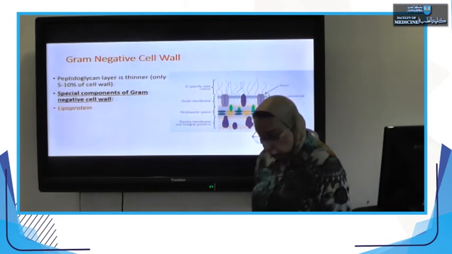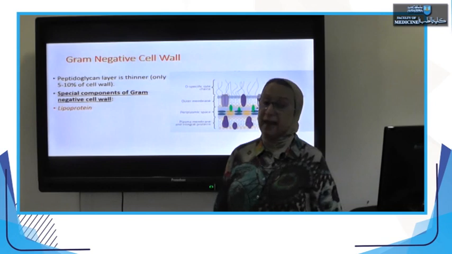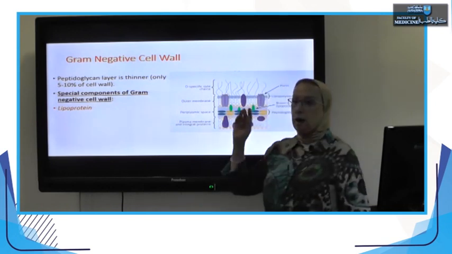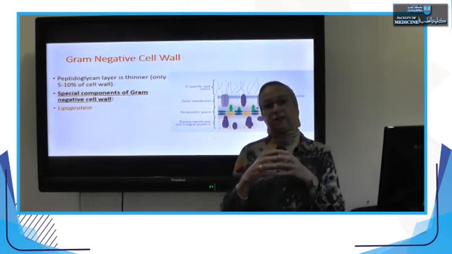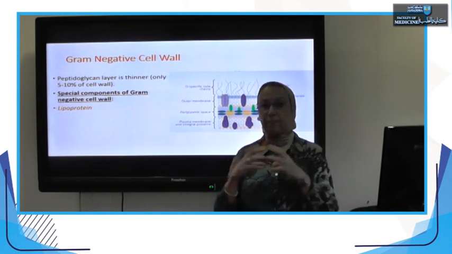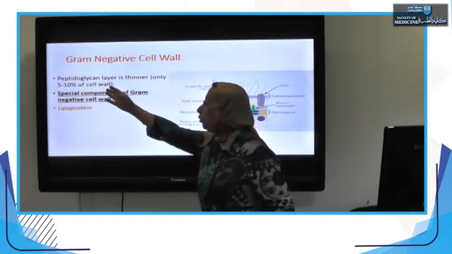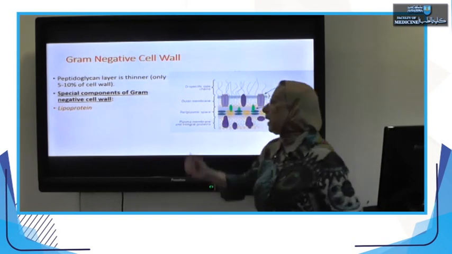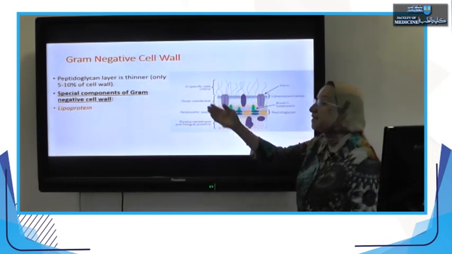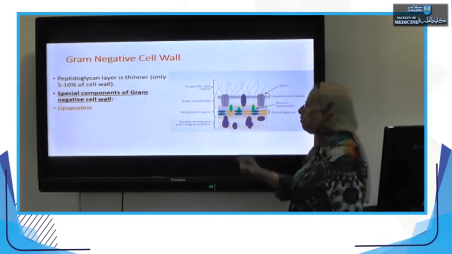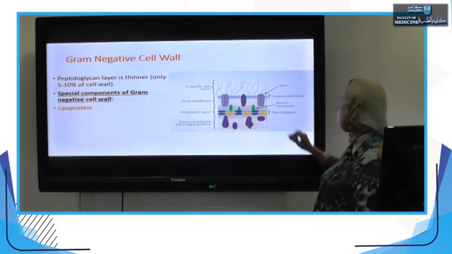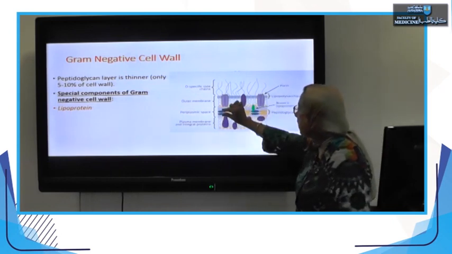Now, the structure of the gram-negative cell wall. Again, the cell wall has this tensile strength, this rigidity, which is given by the peptidoglycan layer. But in the gram-negative cell wall, this layer is a thin layer, about 5 to 10% of the thickness of the cell wall. You see here, it's a very thin layer.